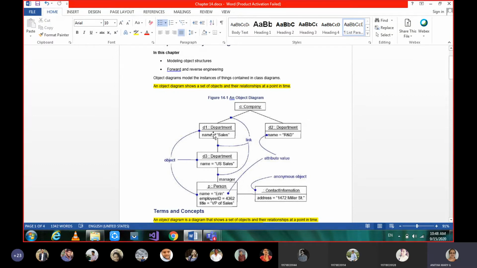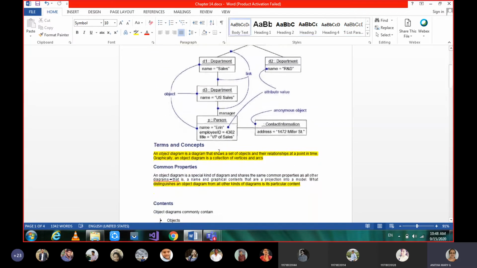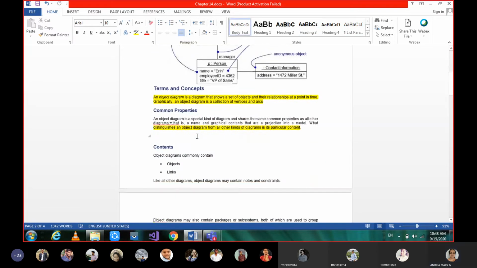So a graph has vertices and edges. Our vertices are here objects and our edges are nothing but links. So that is the content of this object diagram. Seeing the content, it can be distinguished from the other diagrams. Yes or no? When only objects and links are there, can any of the other diagrams have objects and links?